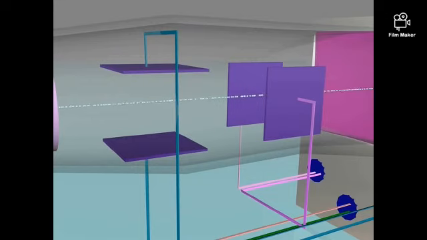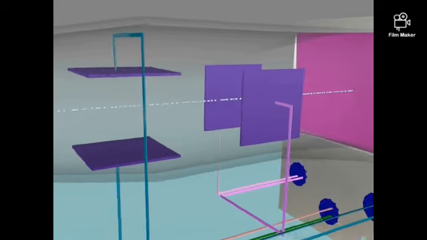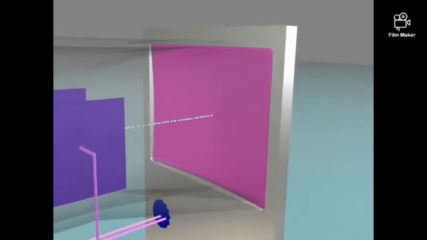It consists of the Y plates. They are responsible for deflecting the beam of electrons vertically up and down. The other two plates are named the X plates, and they are responsible for deflecting the beam horizontally left and right across the screen. The voltage on the X plate is controlled by a button on the interface. This button is referred to as the time base.